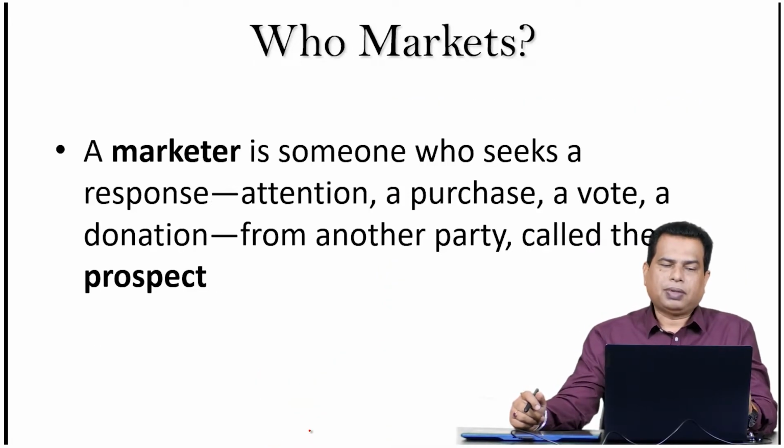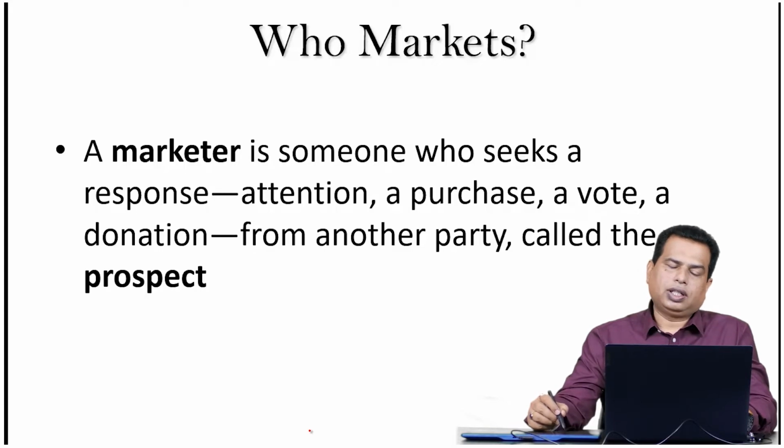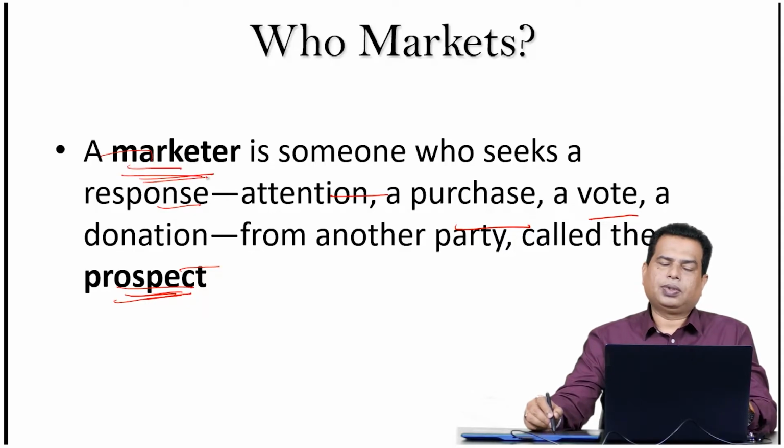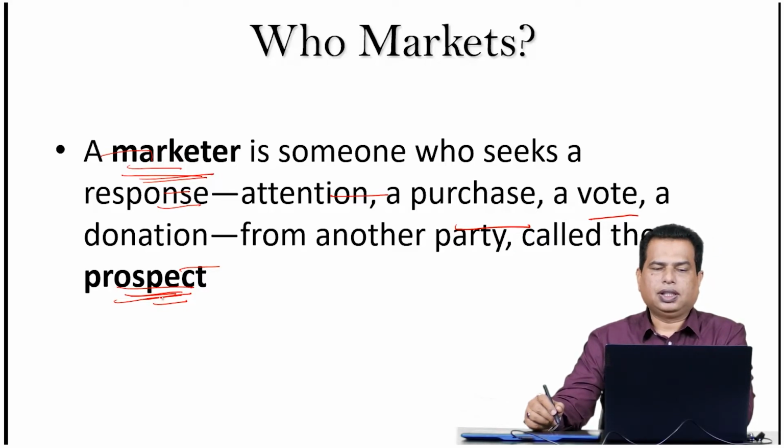So who markets? A marketer, we call that entity a marketer. A marketer is any entity who seeks a response, that is attention, a purchase, a vote, or a donation, from another party called the prospect. Prospect is a broader term. It includes customers as well as those entities which may not sometimes purchase our product, but are going to be associated with the organization in one form or the other.